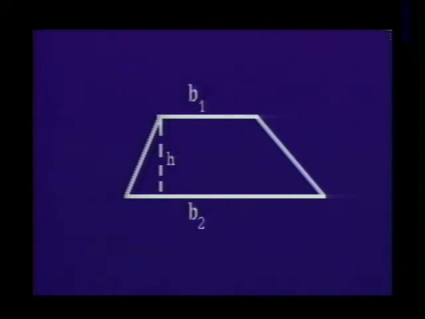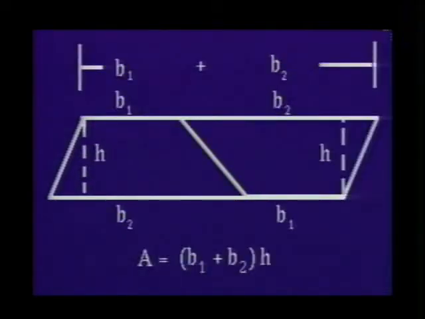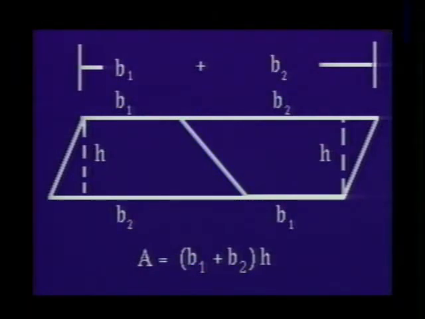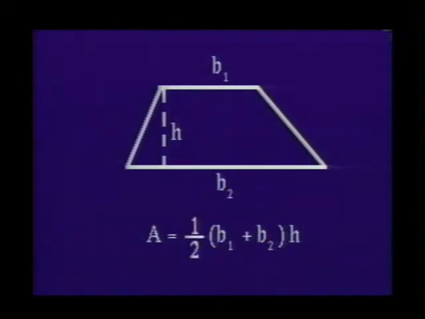Consider this trapezoid. If we take another trapezoid the same size as the original, turn it over, and put the two trapezoids together like so, it forms a parallelogram with height of H and base of length B sub 1 plus B sub 2. The area of the parallelogram is the product of the length of the base and the height, which in this case would be the quantity B sub 1 plus B sub 2 times H. Remember, our original trapezoid is 1/2 this parallelogram. Thus the formula for the area of a trapezoid is area equals 1/2 the sum of the bases times the height.